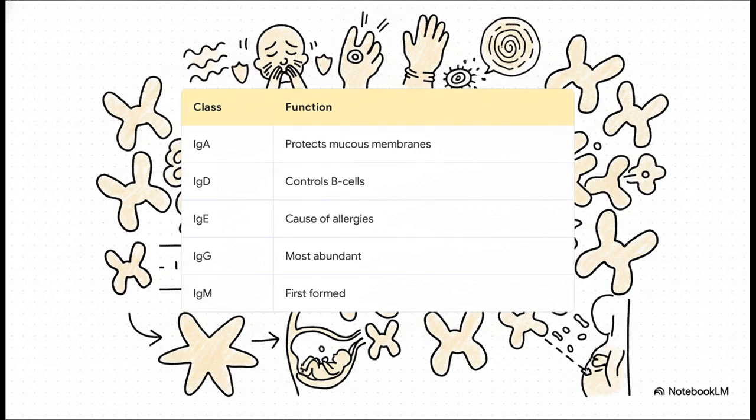And definitely don't sleep on IgG. It's the most abundant, it directly attaches to phagocytes to aid digestion, and crucially, it is the only one that crosses the placental barrier to protect a developing fetus.